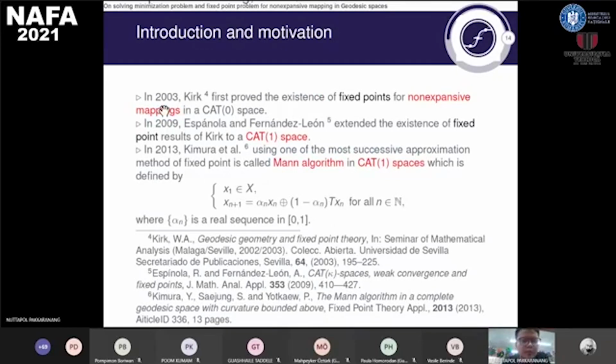Next, in 2003, Professor Kirk proved the existence of a fixed point for nonexpansive mappings in CAT(0) space. Later, Professor Espínola extended the existence result of Professor Kirk to CAT(1) space. In 2013, Professor Kimura used the Mann algorithm to approximate the fixed point of a nonexpansive mapping.